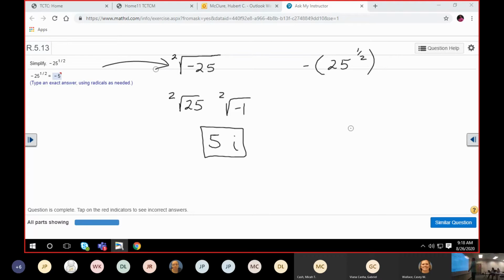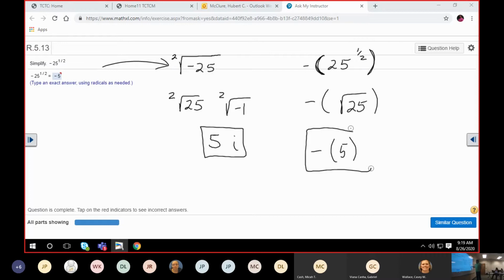They are wanting you to do it this way. And that would be negative parentheses square root of 25, which is -5. So for homework, because I would never put this one on the test because it's a tricky question, this is what you need to do for homework.